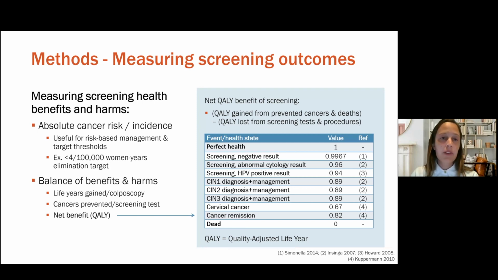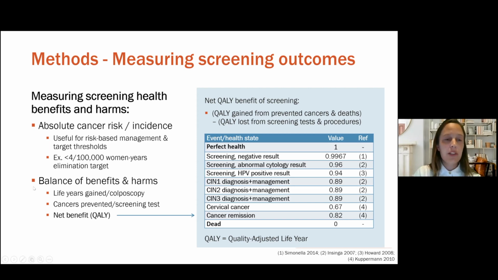In terms of outcomes, in order to measure screening health benefits and harms, we used a variety of different outcomes. One of the main ones was trying to measure the absolute cancer risk and/or cervical cancer incidence rates. Absolute risks are useful in the paradigm of risk-based management and when you're using target thresholds. For example, the World Health Organization target threshold of less than 4 cancers per 100,000 women would constitute an absolute cancer risk threshold.